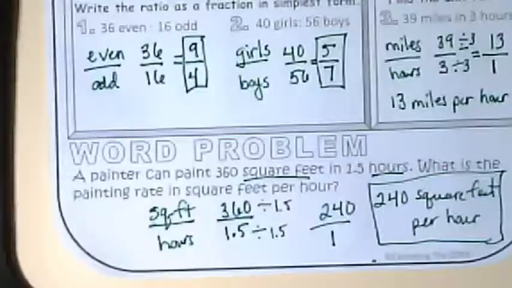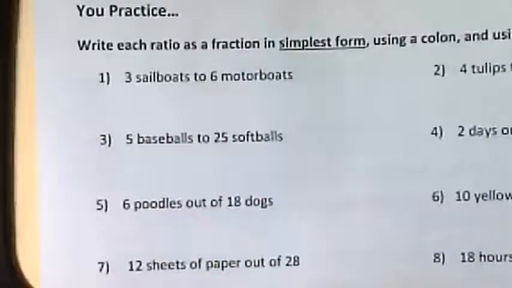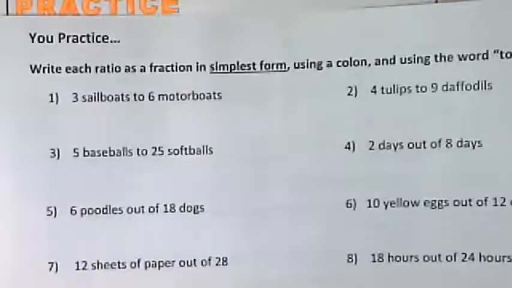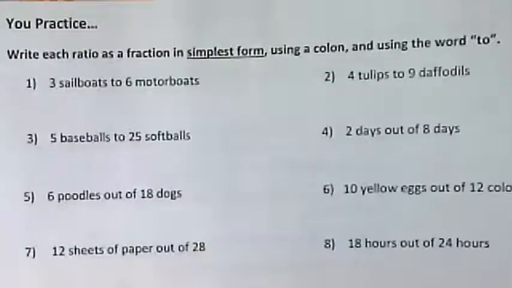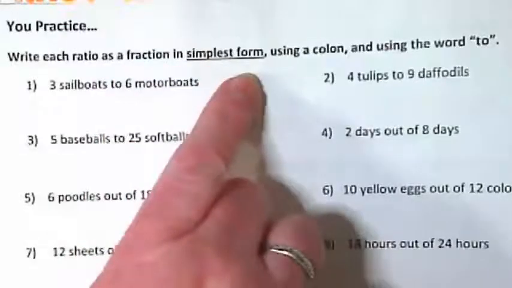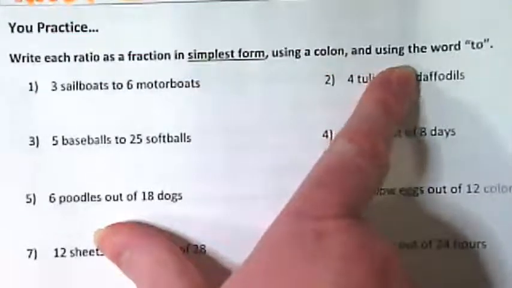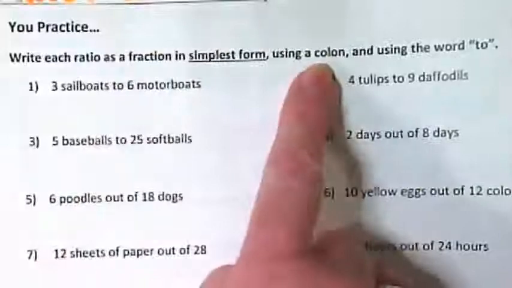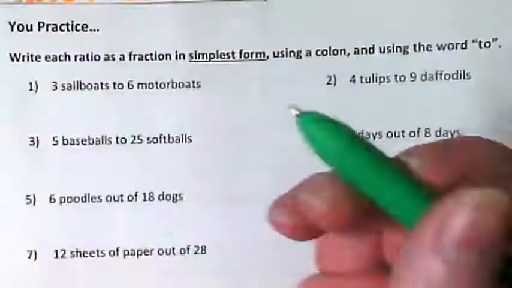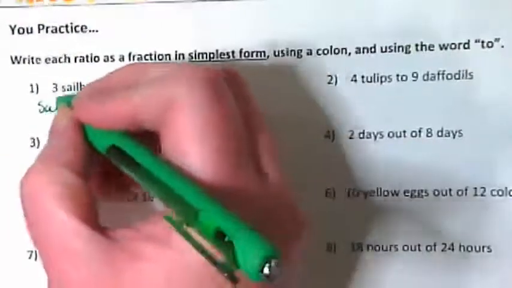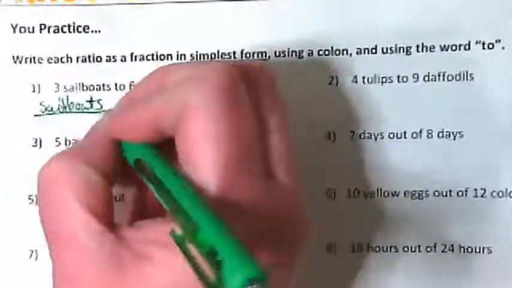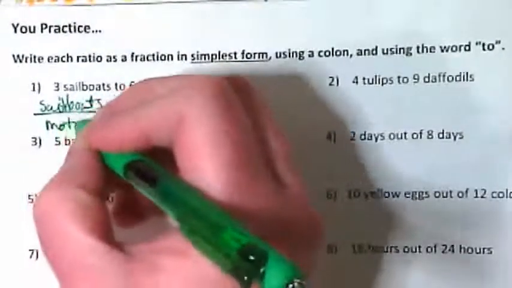We are going to take a moment to glue this into our notebooks. And then I've given you a practice. I want you to see on the directions for this practice that it says, write each ratio in simplest form using a colon and using the word to. So we're going to do it as a fraction, with a colon, and with the word to. And I'm going to start off with sailboats over motorboats.